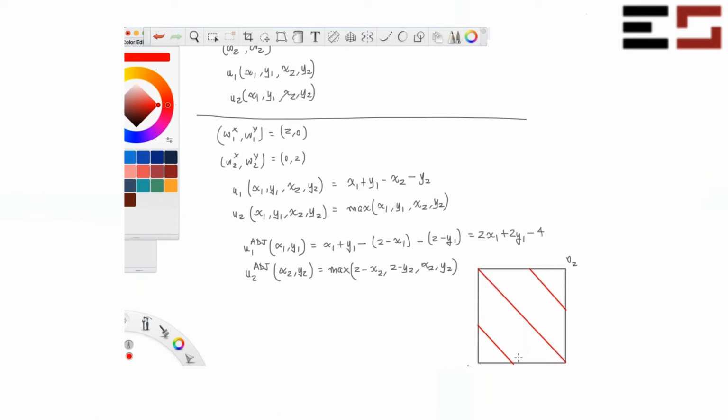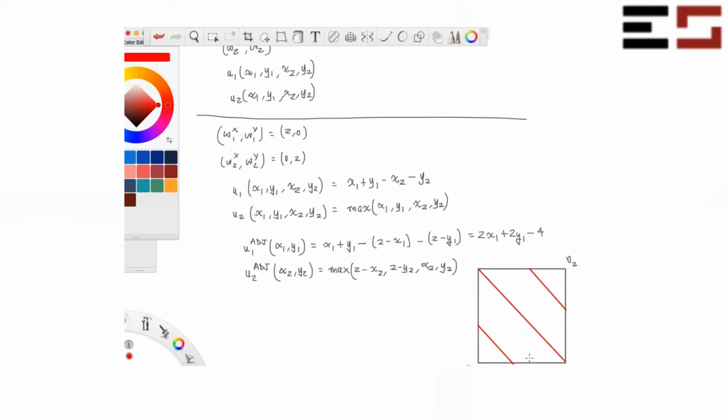This is where x1 is 0, this is where y1 is 0, this is where y2 is 0 and this is where x2 is 0. So all these points on the boundary of the Edgeworth box are Pareto efficient, right? Basically you have an indifference curve which looks like a square.